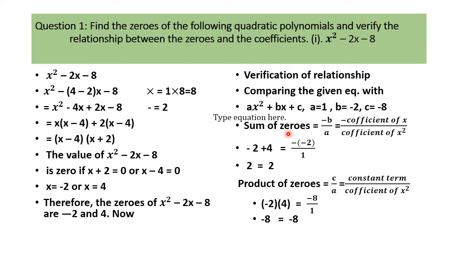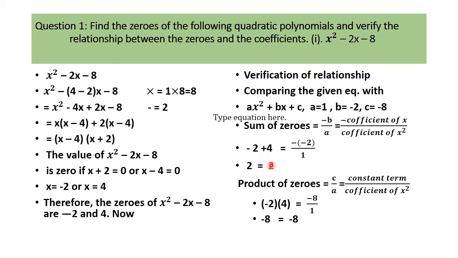Now, the sum of the zeros. This is the formula: sum of zeros is equal to minus b upon a, or minus coefficient of x upon coefficient of x square. Now for the sum of zeros, these two are the zeros, so we will add these. Minus 2 plus 4 comes out to 2. Now the second side, b is minus 2, so we put the value: minus of minus 2, which is plus, and this is 2 upon 1, that is 2.